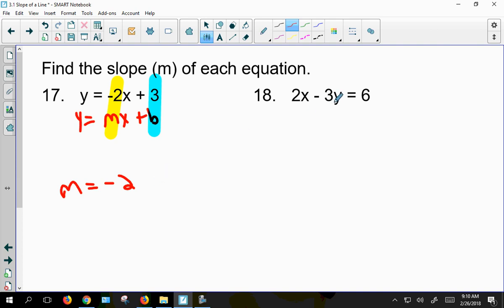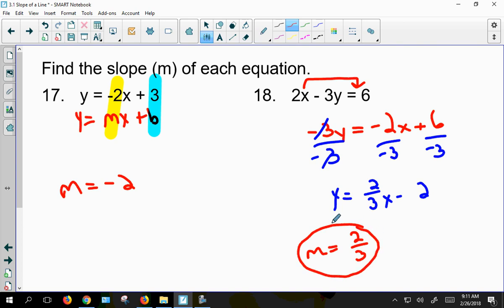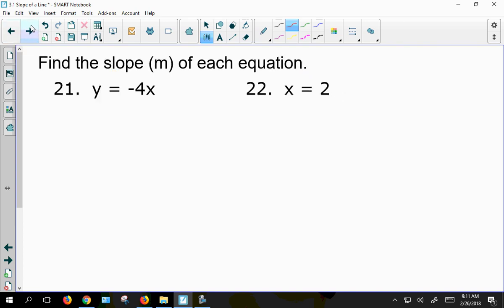Now over here, I don't have my y isolated. So I have to move my x over here, and it goes in front of the 6. -3y equals -2x plus 6. When you move something to the other side, it becomes the opposite sign. Now I divide everything by -3. These become 1. y equals 2 over 3x minus 2. So my slope here, my slope equals 2 over 3, not 2 over 3x. Okay.